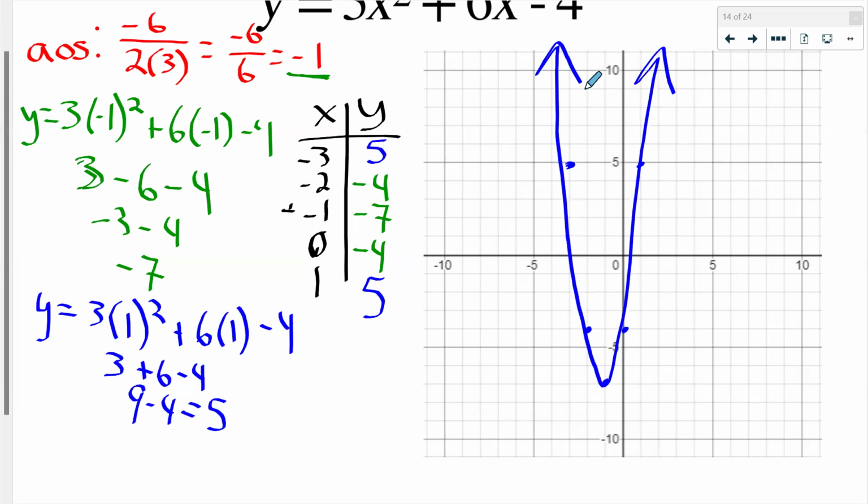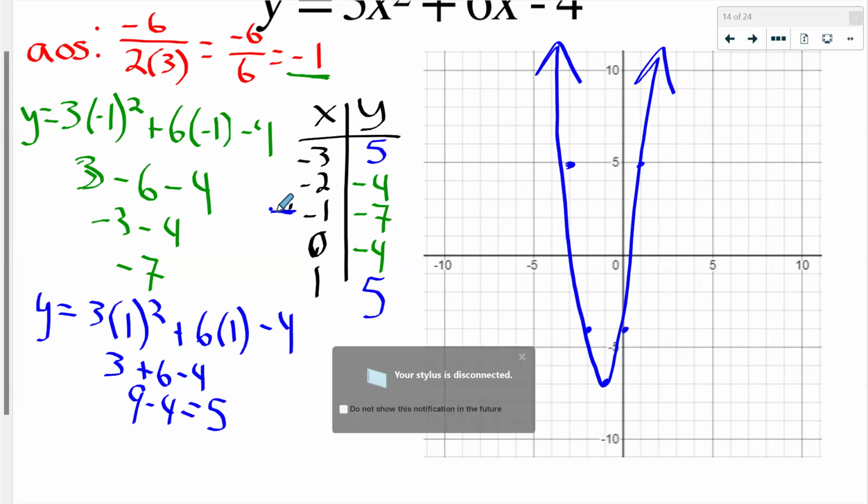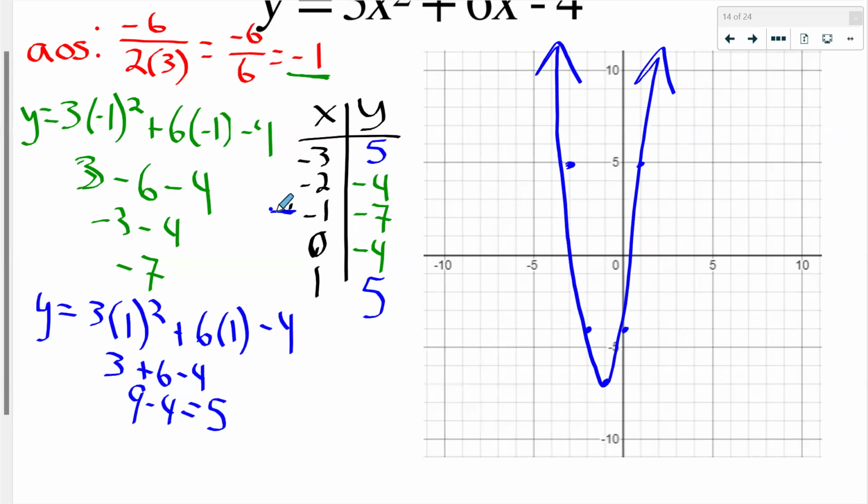So again, the first thing you do on graphing these, step number 1, you find your axis of symmetry. Once you find your axis of symmetry, draw your XY chart. You put your axis of symmetry in the middle, and then you go 2 to the left and 2 to the right.